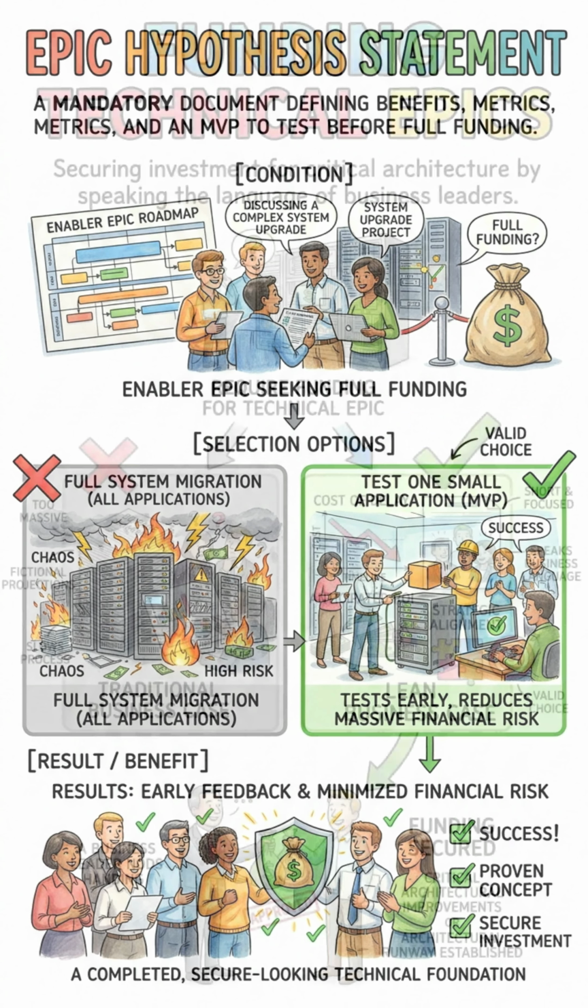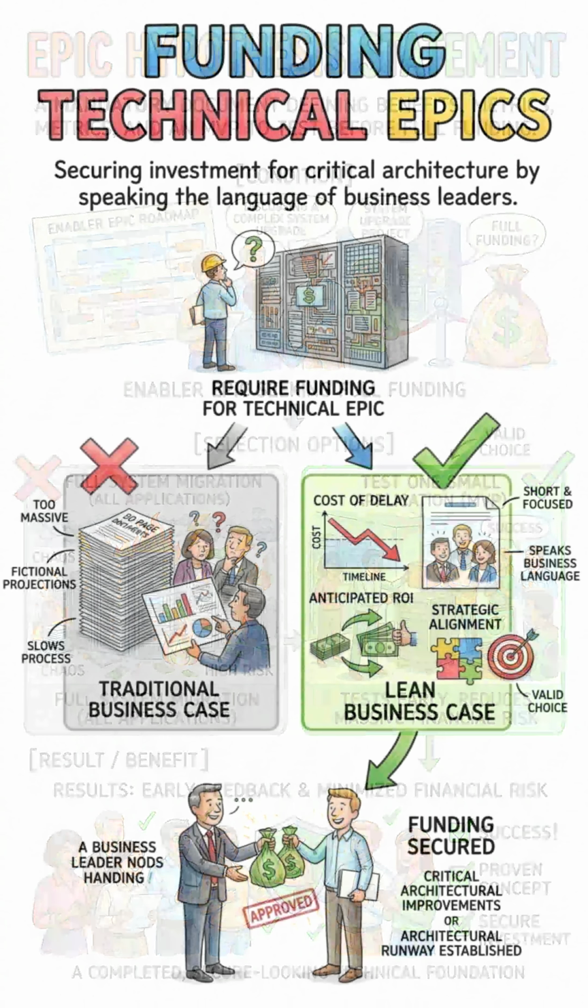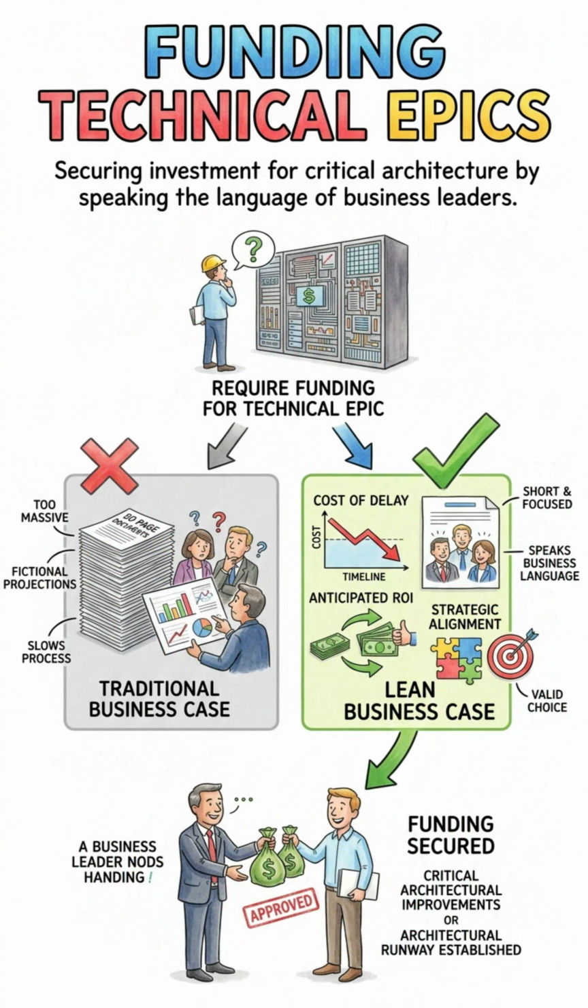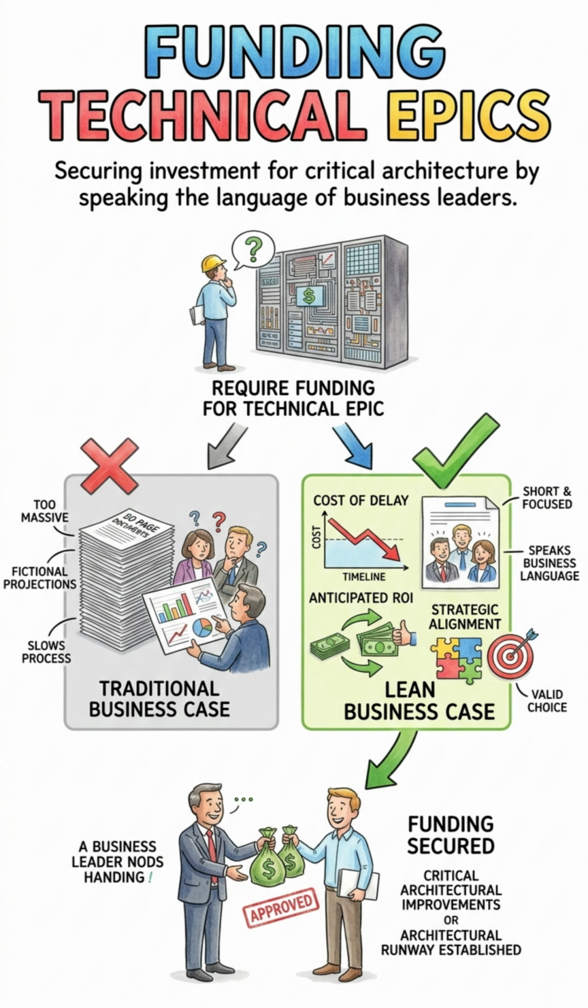To convince business owners to fund your technical epic, you will help create a lean business case. Traditional business cases are massive, 50-page documents filled with fictional financial projections. A lean business case is short, focused, and highlights the cost of delay, the anticipated return on investment, and the strategic alignment of the technical work. The exam will test your ability to speak the language of business leaders to secure funding for critical architectural improvements.